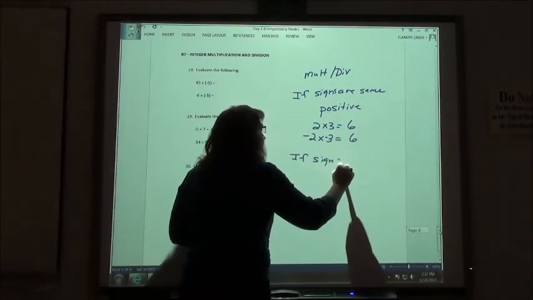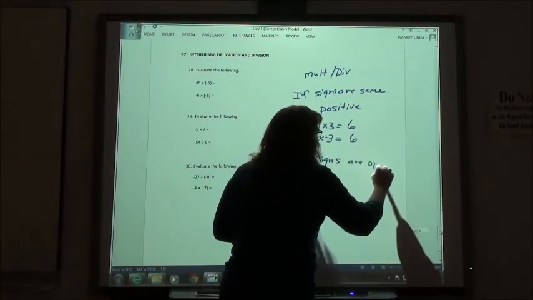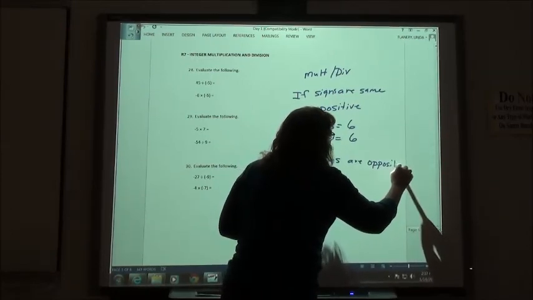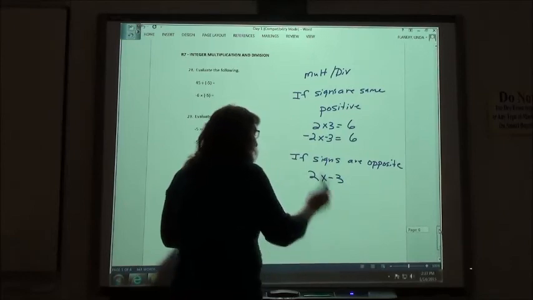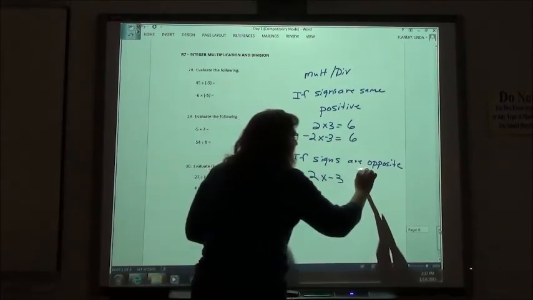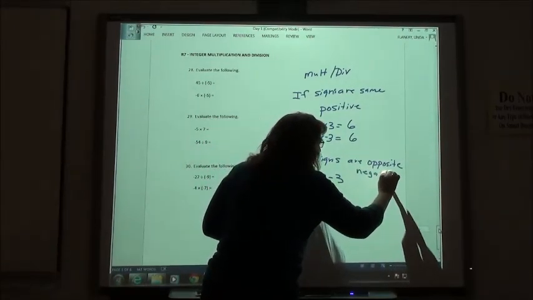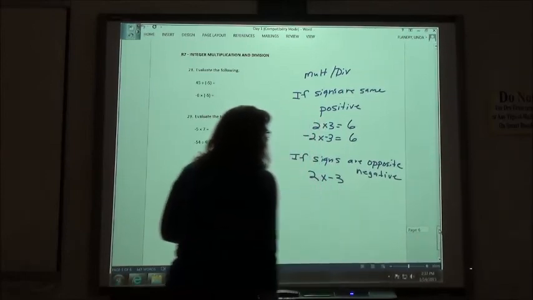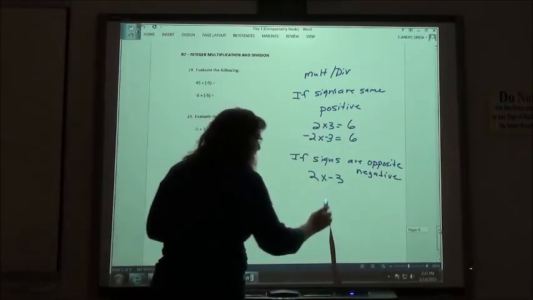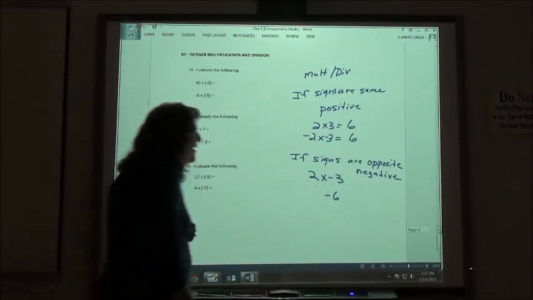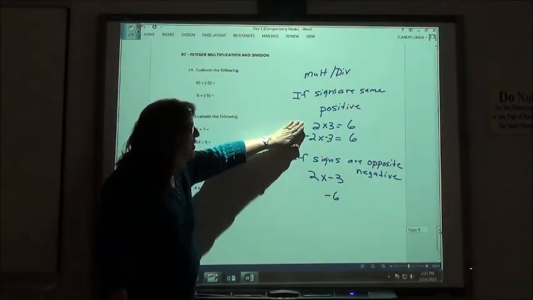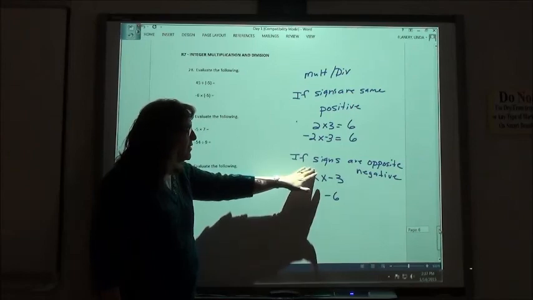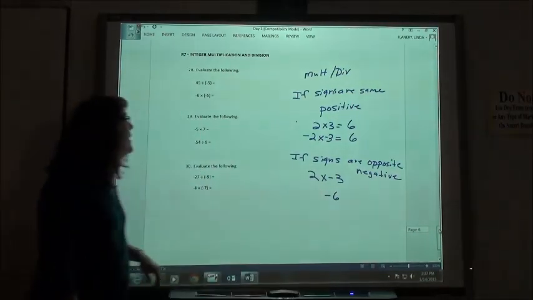If my signs are opposite, if I take 2 times a negative 3, I'm going to get a negative. So if I take 2 times negative 3, I'm going to end up with a negative 6. So if my signs are the same, when I'm multiplying or dividing, it's positive. If my signs are opposite, I'm going to end up with a negative.